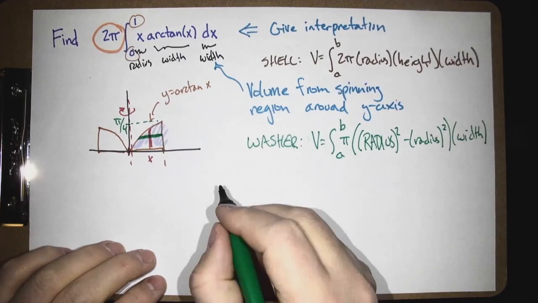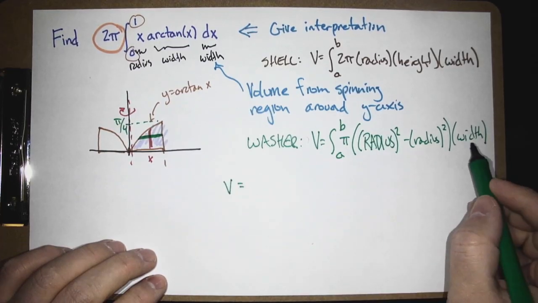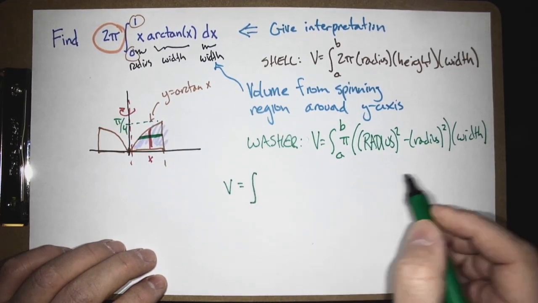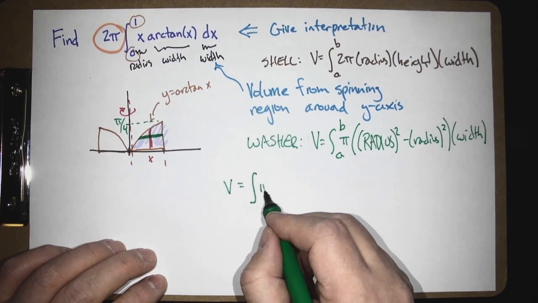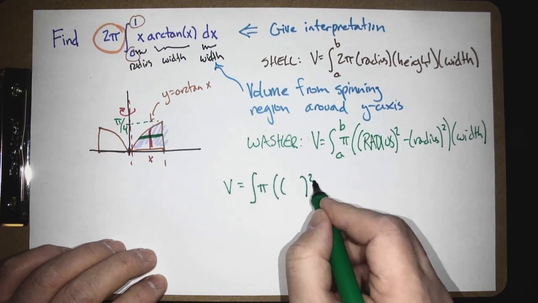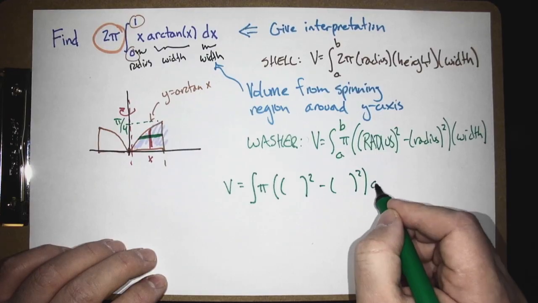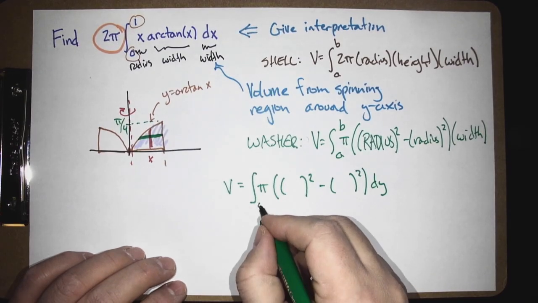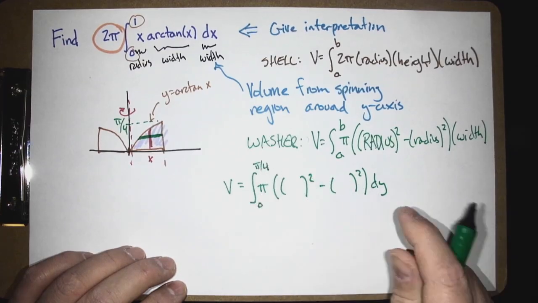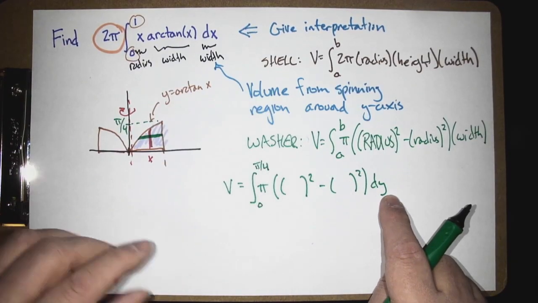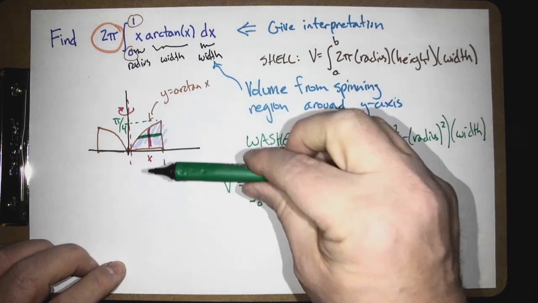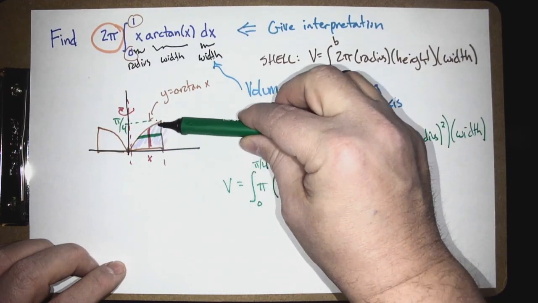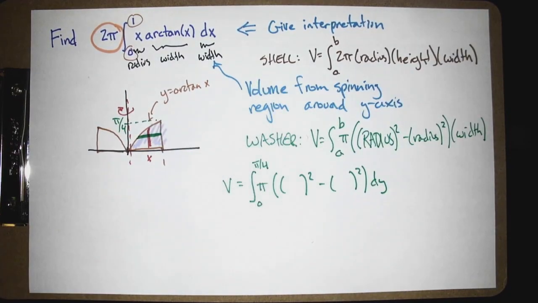So let's set up our integral. What's our width going to be? It's our dy. So we have our pi, and something squared minus something squared dy. What will our bounds be? Zero to pi over 4, because we're integrating with respect to y. That's our dy, so we have to ask where y starts. We start at the bottom, which is at 0, and the top of the region in terms of y is at pi over 4.